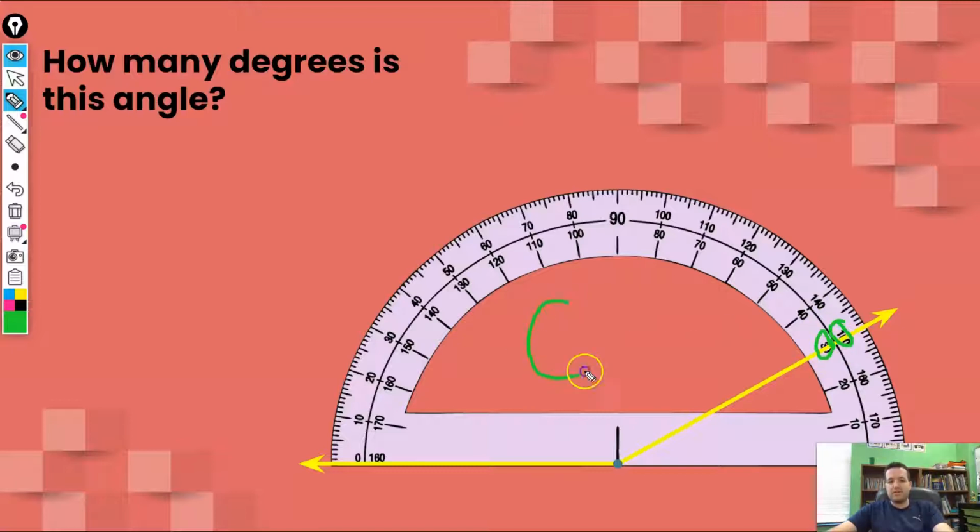Now, if it's truly obtuse, right, then it obviously can't be 30 degrees. It's got to be 150 degrees.